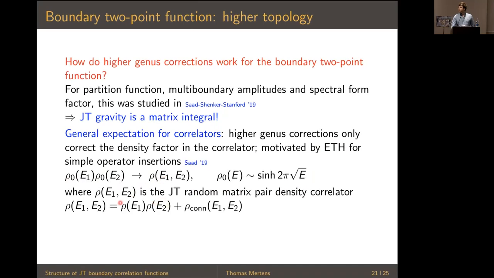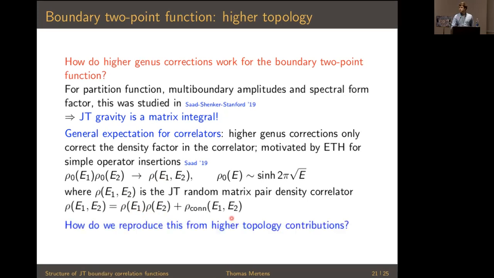And this pair density correlator, you can write it, as you can always do in random matrix theory, as a disconnected piece plus a connected piece. Now, the question is, how do you reproduce this form from geometry, from considering higher topology contributions?